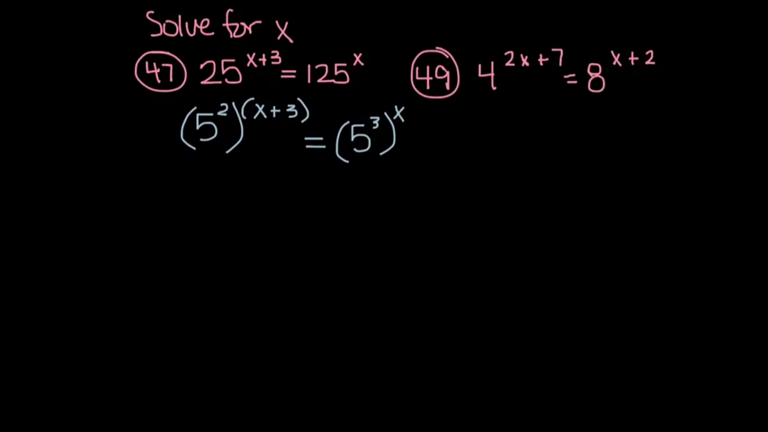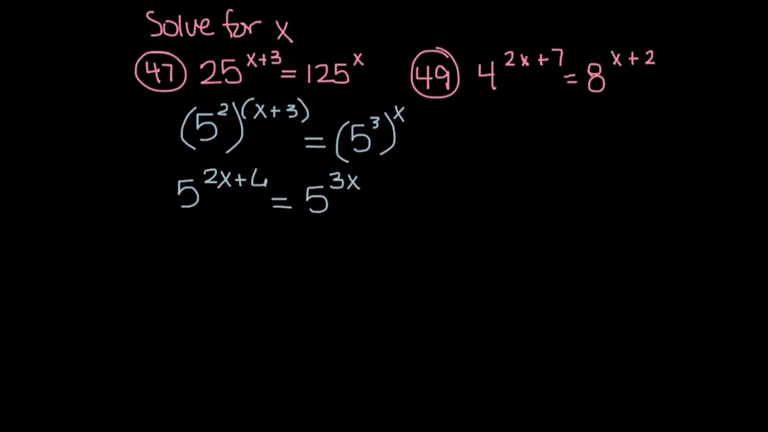I have bases raised to an exponent raised to an additional exponent, so I can multiply my exponents together. If I multiply the 2 by this quantity x plus 3, then this becomes 5 to the 2x plus 6 power. I just distributed that 2. Equals, if I multiply my exponents together on the right, I have 5 to the 3x power.